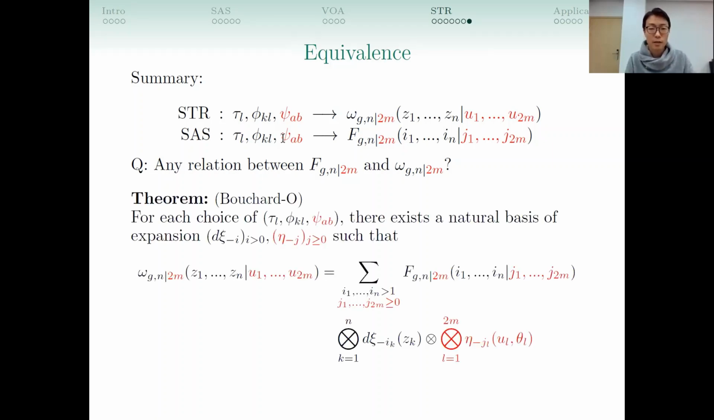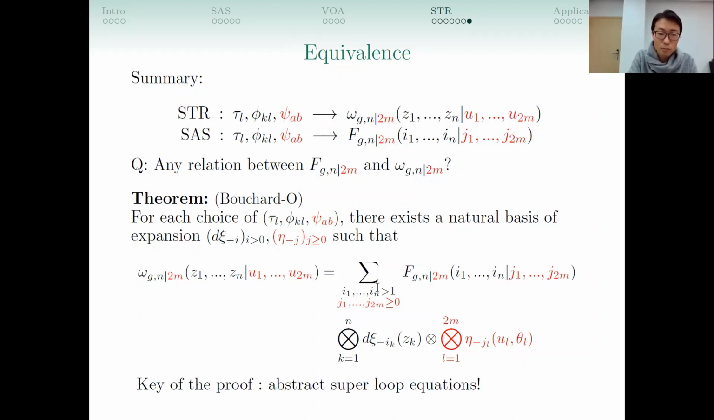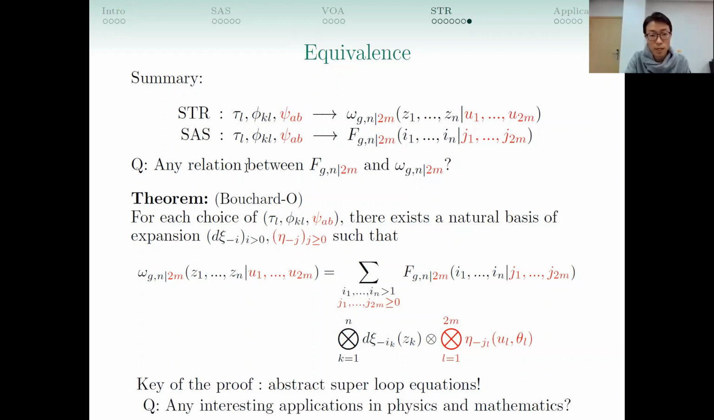And here is the theorem about the relation. Given the choice of tau, phi, and psi, you can find a natural basis of expansion of these differentials. If you expand the differential that you compute from the super topological recursion in this basis, the coefficients are none other than the ones you can compute from the super structure. And the key for the proof is the abstract super loop equation. If you have abstract super loop equations, you can show the duality between super structure and super topological recursion. And the initial data for the local super spectral curve and the initial data for the differential operators are exactly the same. Okay, so now let's apply this formalism to some physical or mathematical questions. But this is also another good point for asking questions, if there are any.